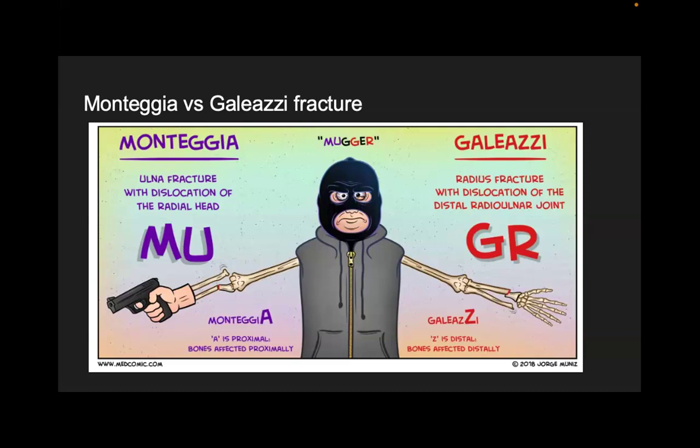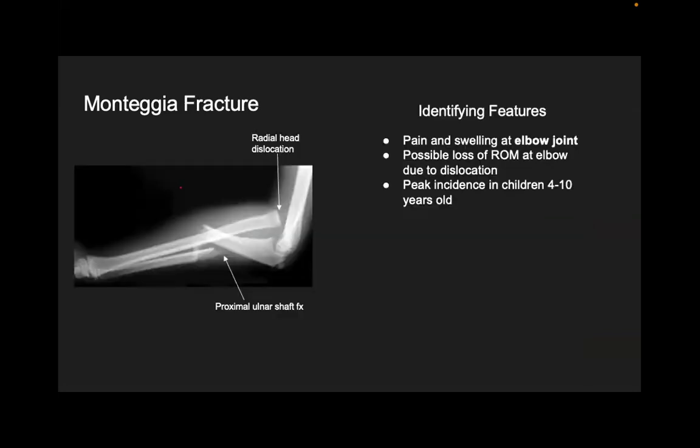So both are fractures within the forearm, and tend to be mid-shaft fractures. One is a fracture of the ulna, and you have proximal dislocation of the radial head, versus Galeazzi fracture, you have a fracture of the radius with dislocation of the DRUJ. Okay, and this is just kind of like a little way for you guys to remember it, if that helps you. But we'll look at some examples here.